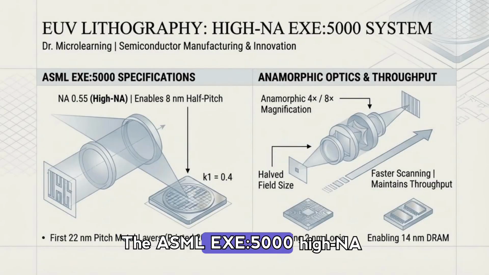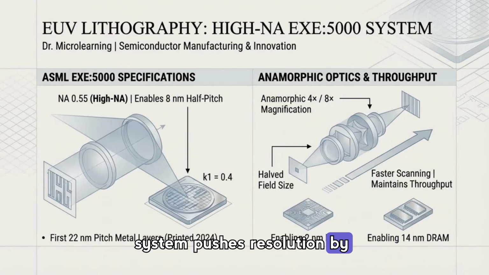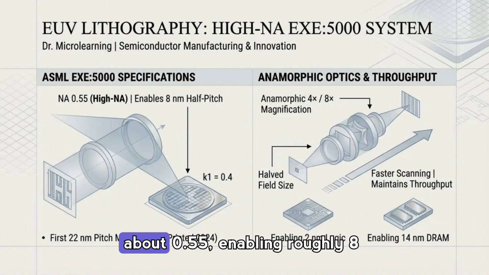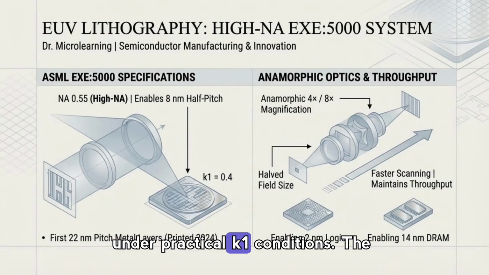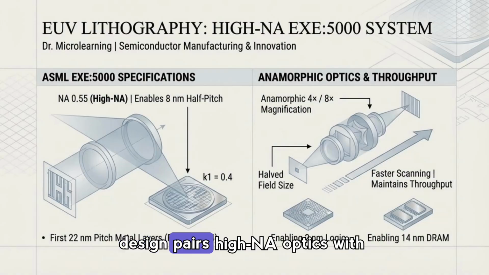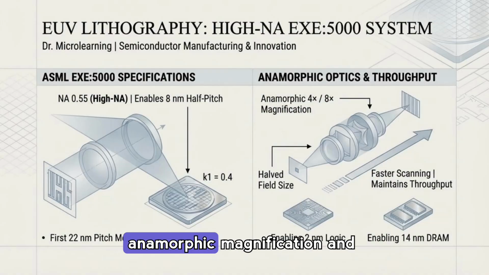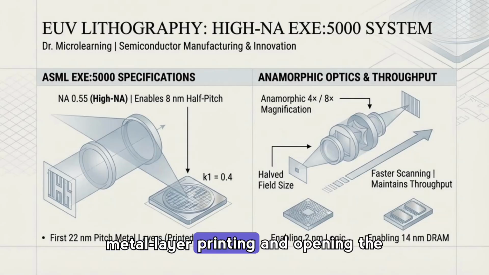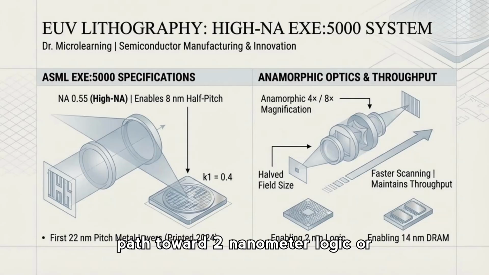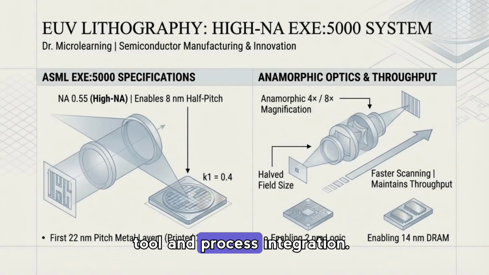The ASML EXE:5000 high-NA system pushes resolution by increasing numerical aperture to about 0.55, enabling roughly 8 nanometer class half-pitch imaging under practical k1 conditions. The design pairs high-NA optics with anamorphic magnification and scanning strategies to preserve throughput, supporting early metal layer printing and opening the path toward 2 nanometer logic or denser memory nodes with careful tool and process integration.